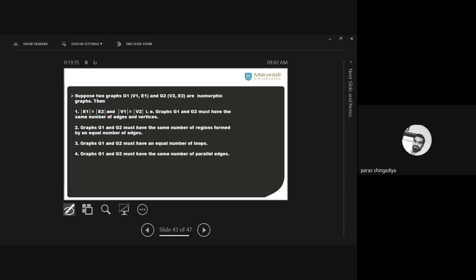Next, graphs G1 and G2 must have an equal number of loops. If any graph contains a loop, then it should also be included in the second graph. Similarly for parallel edges, both graphs must have the same number of parallel edges. If the first graph contains parallel edges, then the second graph should also have parallel edges. If the second graph does not have parallel edges, then it is not an isomorphic graph. And there should be the same number of bridges also. A bridge between two vertices is known as parallel edges.